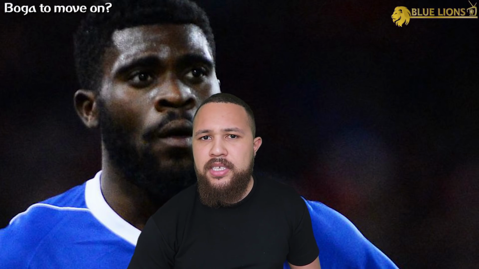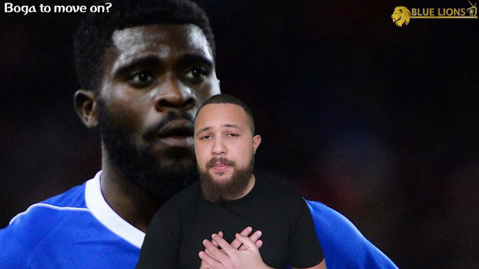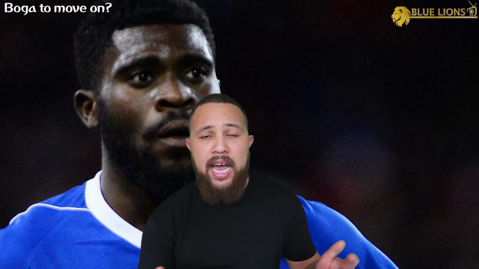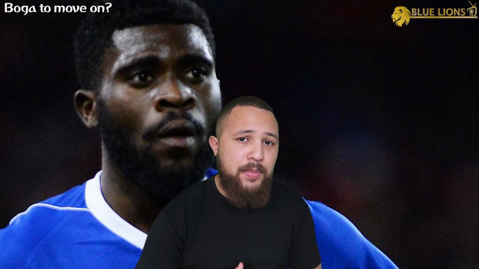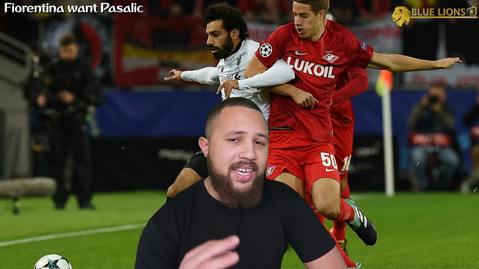But if you're Jeremy Boga, someone that was instrumental to the youth teams, then I'm not too sure. But me personally, I do feel that it's best that Boga does leave on a permanent. Buyback fee's good. Let him get that stability he deserves, because this guy can be one of the best number 10s in Europe. Another story I want to talk about is Pasalic.